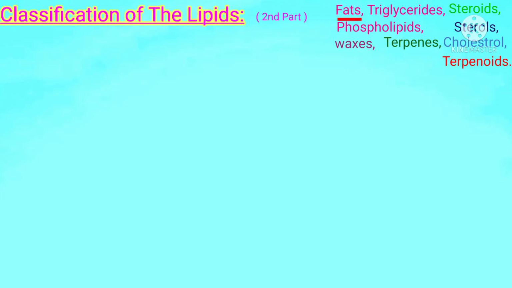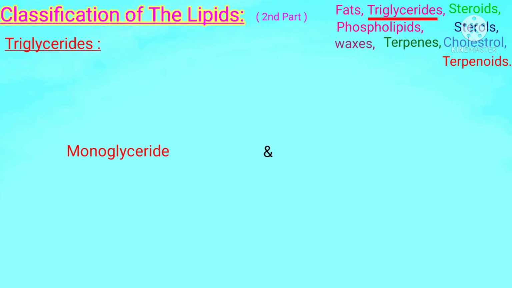So students, firstly we start with triglycerides. What are triglycerides? Students, before understanding triglycerides, first we understand monoglyceride and diglyceride. Then we will understand triglyceride automatically, because mono represents 1, di 2 and tri three things. So students, starting from monoglyceride: when one fatty acid molecule combines with one glycerol molecule.